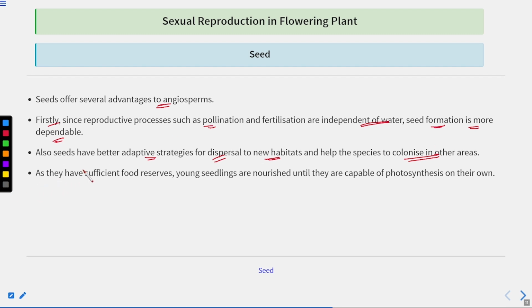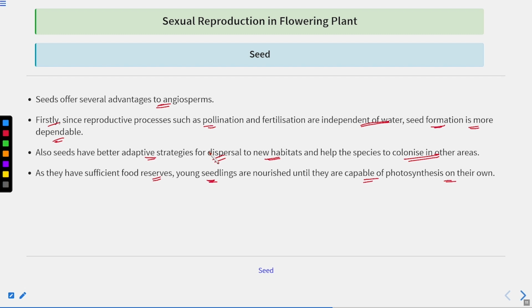Clear? Next, as they have sufficient food reserves, young seedlings are nourished until they are capable of photosynthesizing on their own. So these seeds have sufficient food reserves, and the young seedlings are nourished until they are capable of photosynthesis. During photosynthesis, what happens? The plant can make its own food. But initially the plant is not able to do much photosynthesis, so the nutrition can be obtained from the seeds.